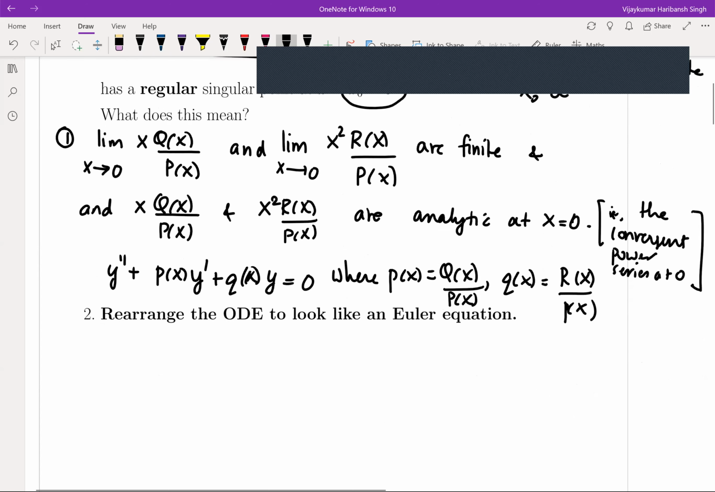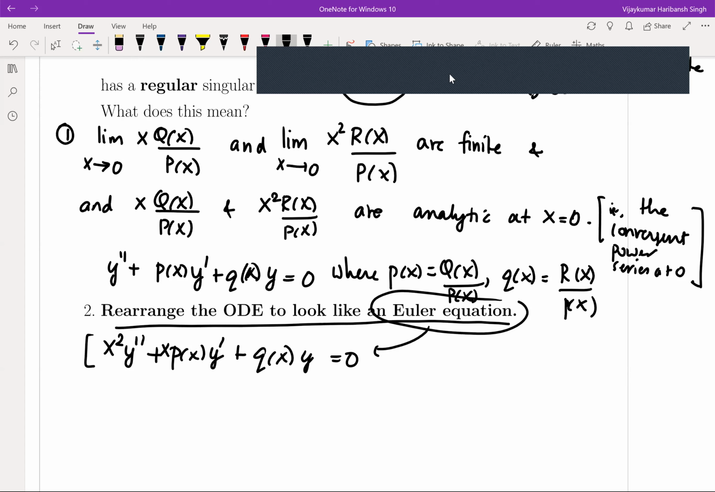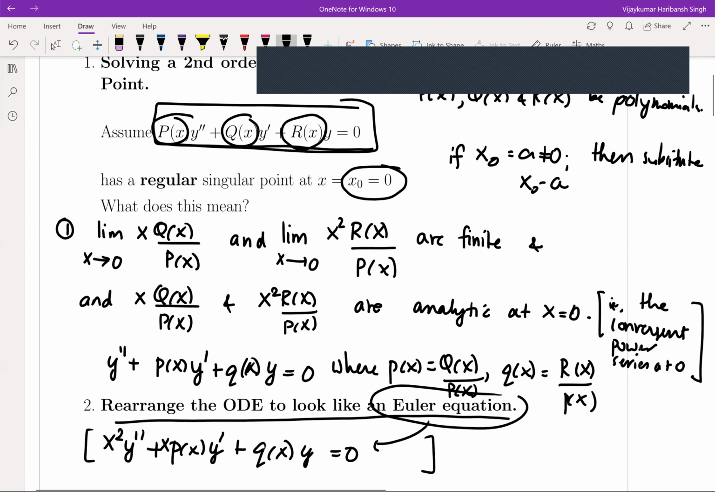Now we'll rearrange this ODE to look like an Euler equation. Recall, how did the Euler equation look? Euler equation was x squared y double prime plus p x y prime plus q y equals 0. So we'll make this equation look like an Euler's equation.